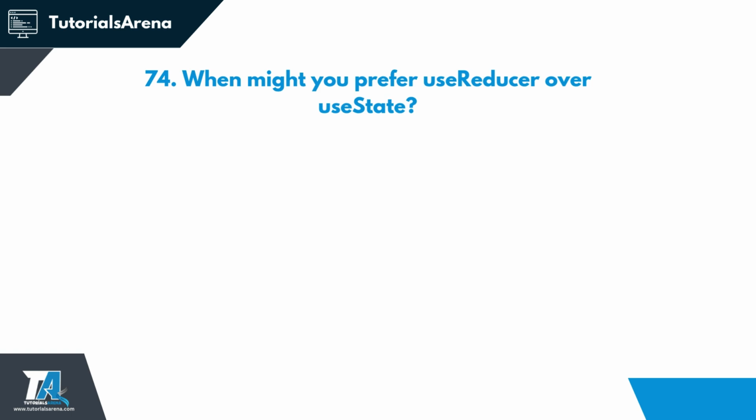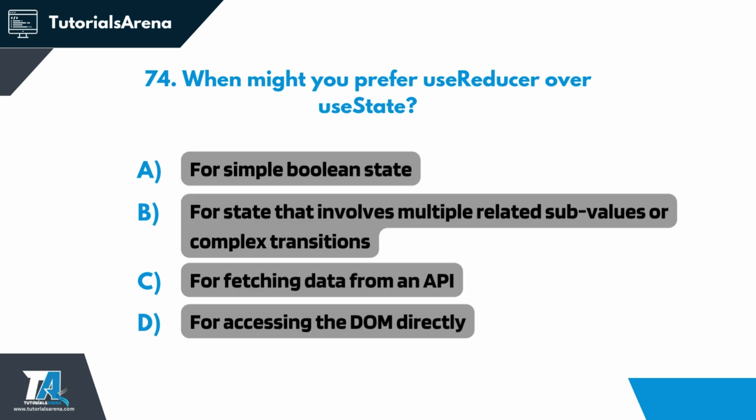Question 74. When might you prefer useReducer over useState? The options are Option A. For simple Boolean state. Option B. For state that involves multiple related subvalues or complex transitions. Option C. For fetching data from an API. Option D. For accessing the DOM directly. The correct answer is Option B. For state that involves multiple related subvalues or complex transitions. Moving on to the next question.